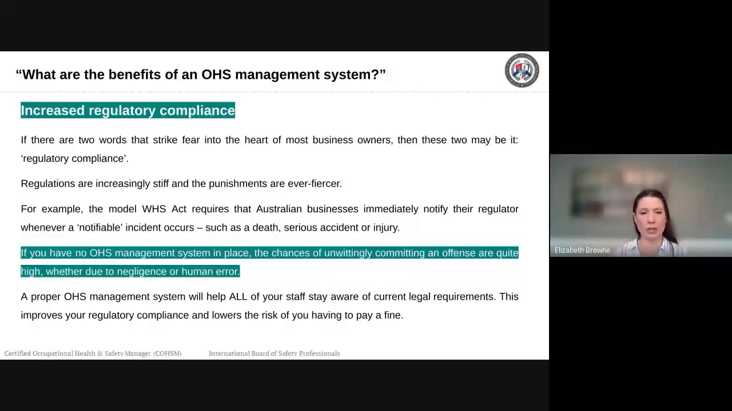Another huge benefit can be increased regulatory compliance. This statement is very true: if there are two words that strike fear into the heart of most business owners, they may be regulatory compliance. In companies I've worked with, something that strikes fear is just "OSHA is here." Regulations have continued to increase, and punishments continue to get ever fiercer. And in the United States, those punishments include high levels of monetary punishment.